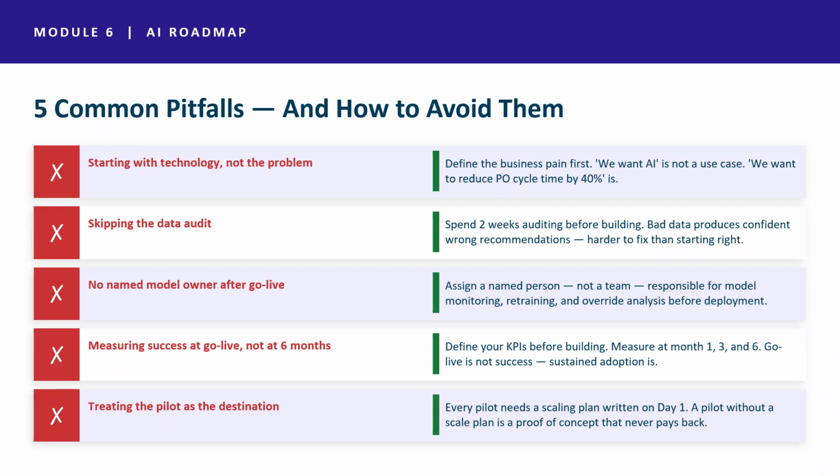No named model owner after go live. Assign a named person before deployment, not after. Measuring success at go live, not at 6 months. Define KPIs before building. Measure at month 1, 3, and 6. And treating the pilot as the destination. Every pilot needs a scaling plan written on day 1.